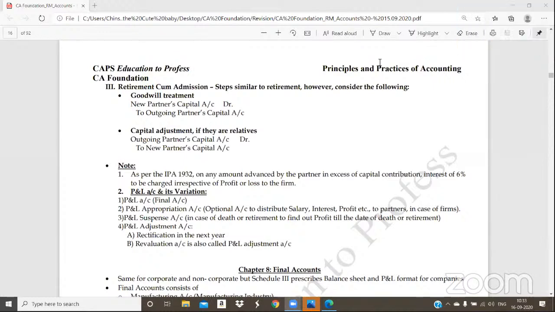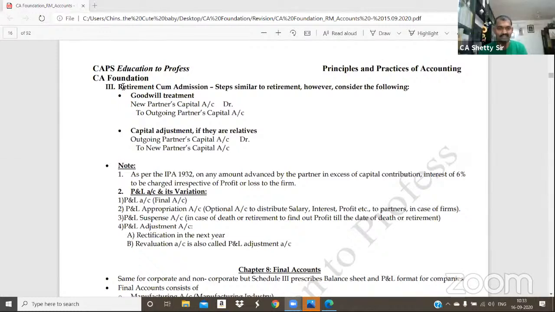Aishwarya, anyone? P&L account and its variations. Yeah. P&L account, final account. This is the green saree concept. All okay. So today is green also. Okay. So P&L account, P&L all look the same. They are not the same. P&L account is different from P&L suspense. P&L suspense is different from P&L adjustment account.